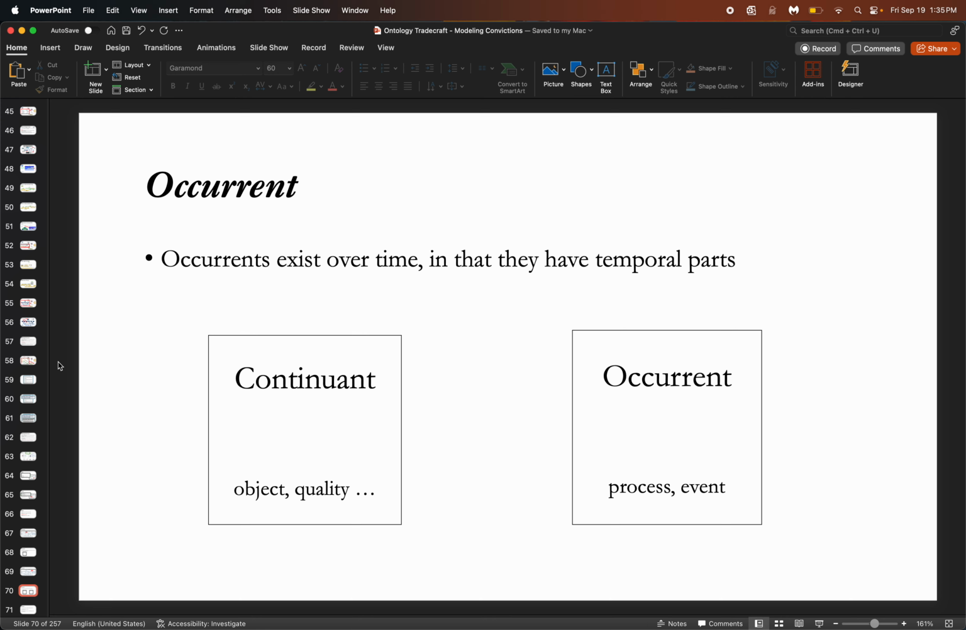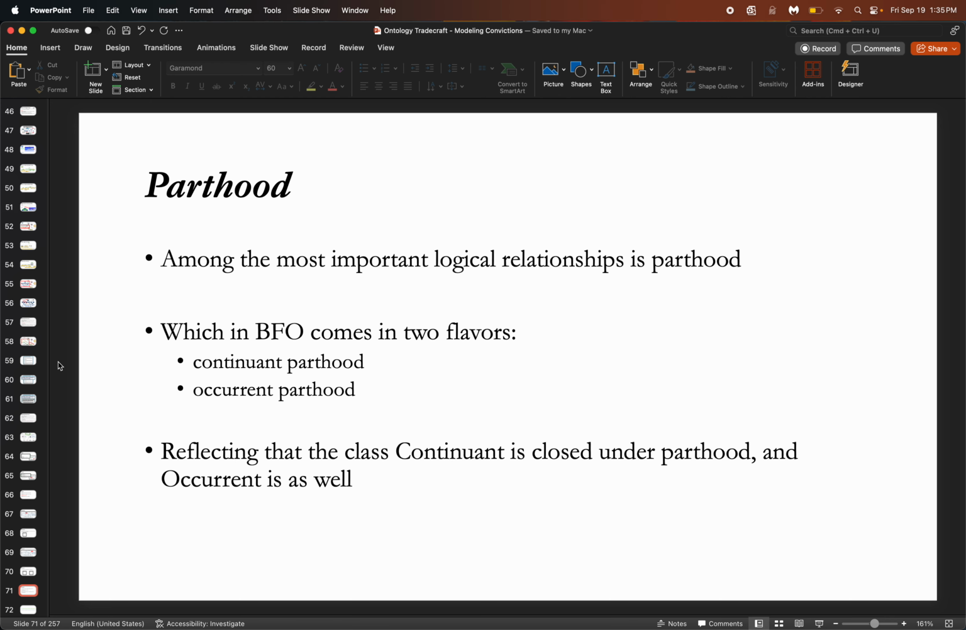Under occurrent, you'll see things like processes, like baking a cake or having a birthday party or your life. Among the most important logical relationships in BFO is parthood, and it comes in these two flavors, kind of divided along the continuant and occurrent branches.